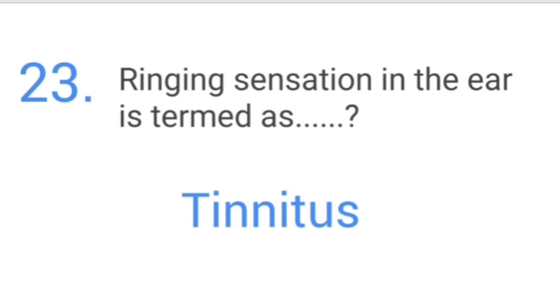Ringing sensation in the ear is termed as dash. Tinnitus.